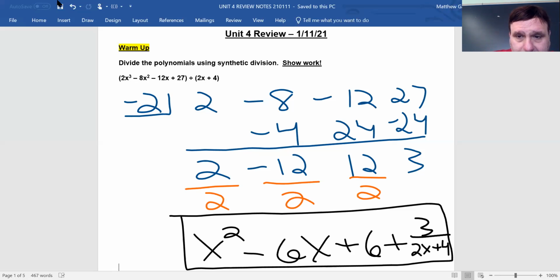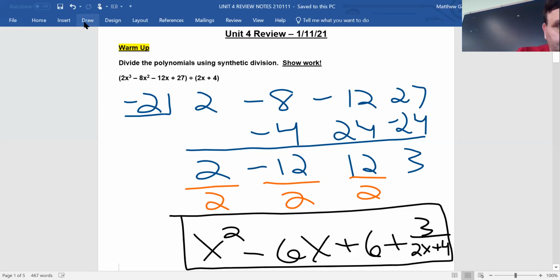The quotient has a remainder of 3. The answer is x squared minus 6x plus 6 with a remainder of 3, so we write that as 3 over 2x plus 4. In the dividend, there are no placeholders. We're just using 2, -8, -12, and 27. The excluded value is -2.